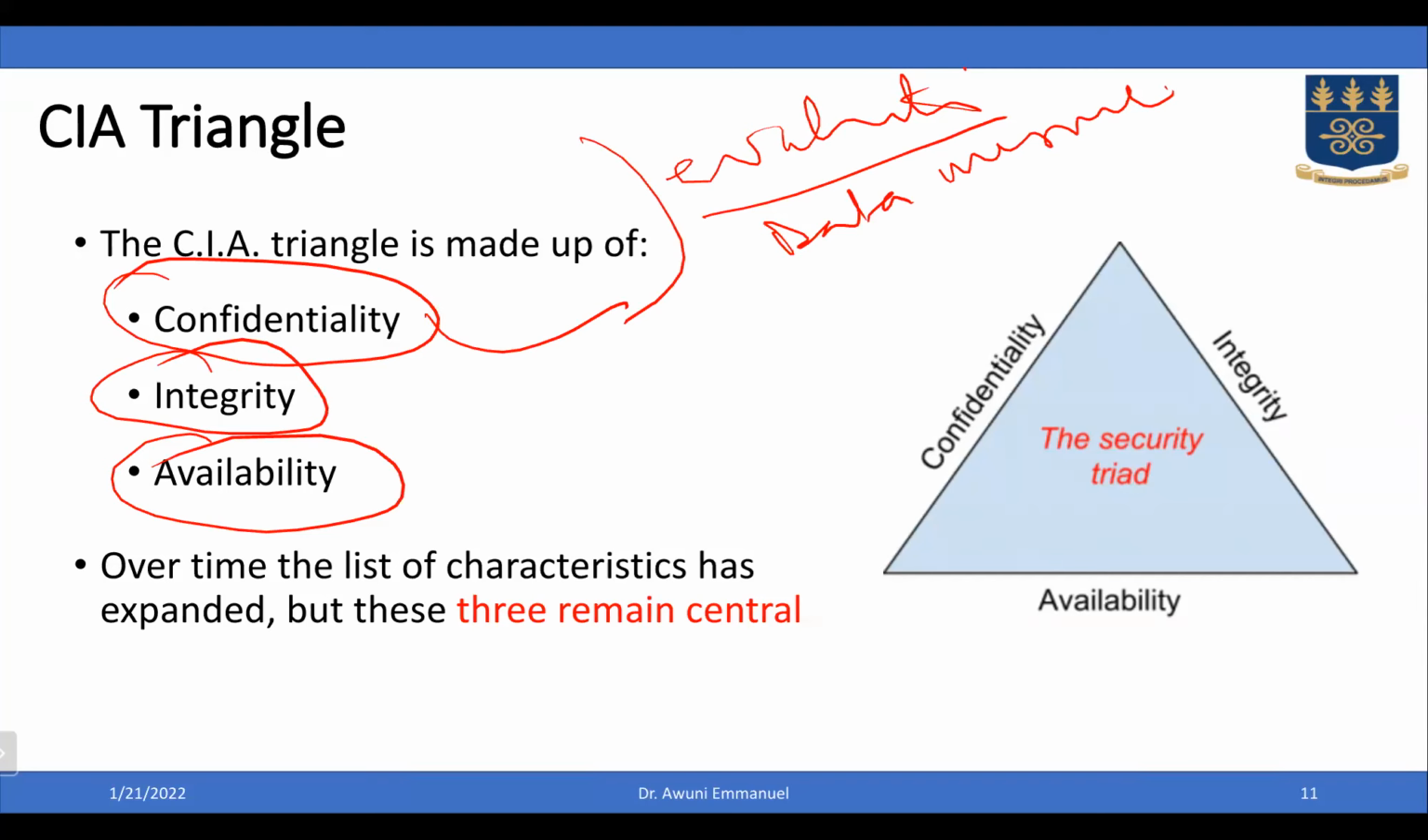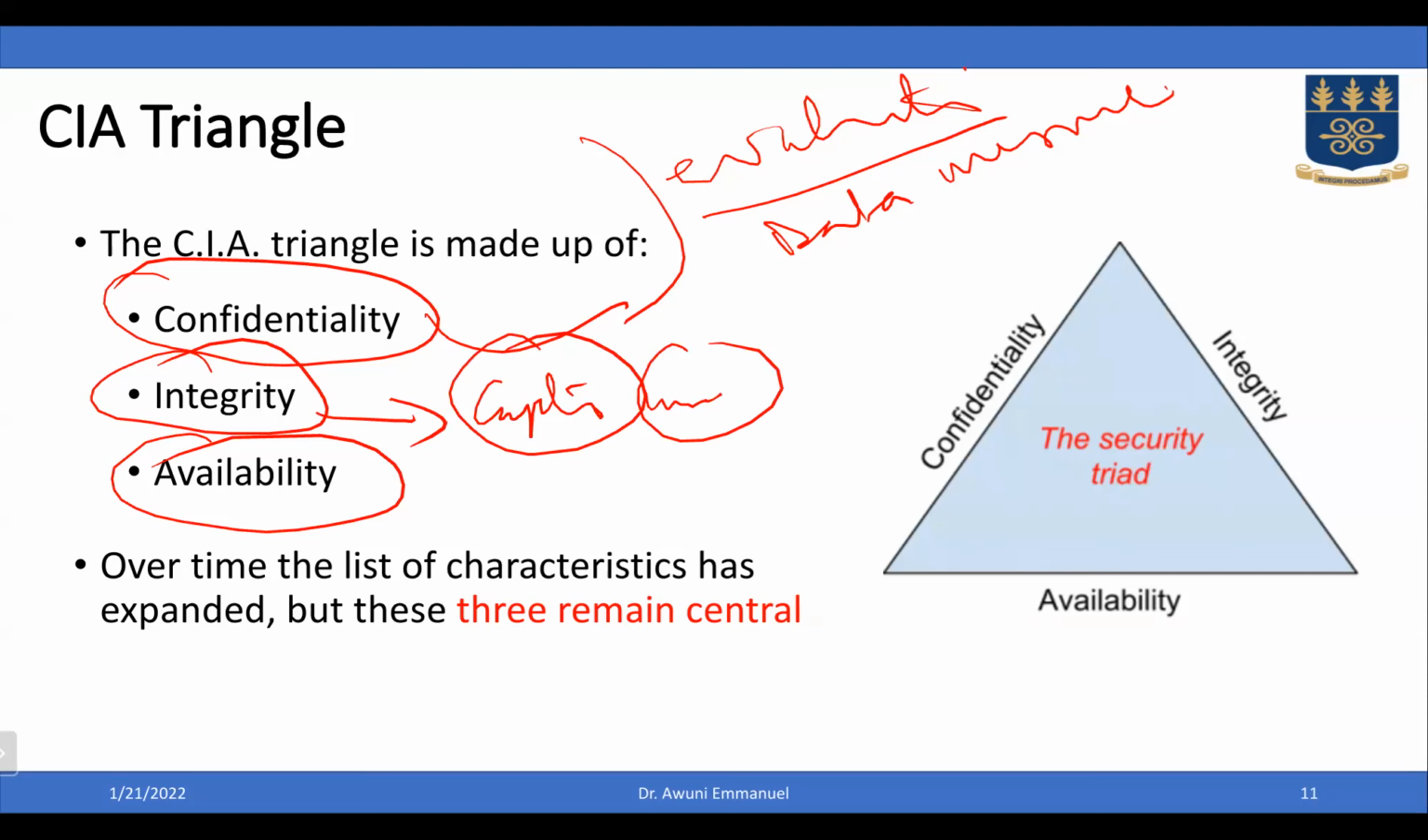So if someone accesses information or data without authorization, it means that there's an issue of confidentiality here. And then the integrity has to do with the data being complete and incorruptible. What it means is that the data is free from error, or the information is free from error, is not corrupt.